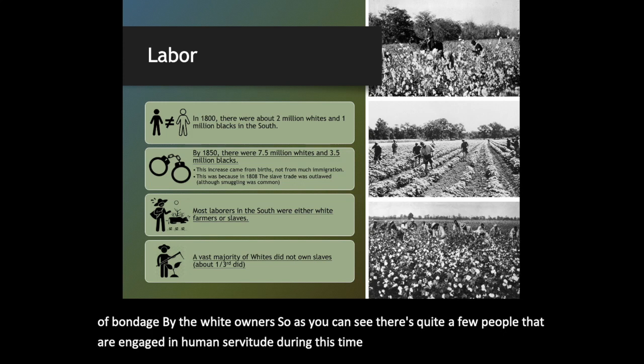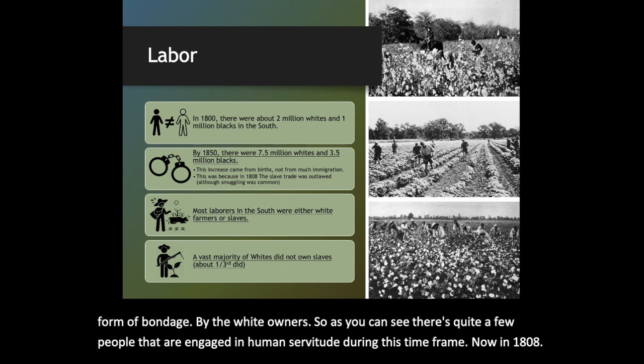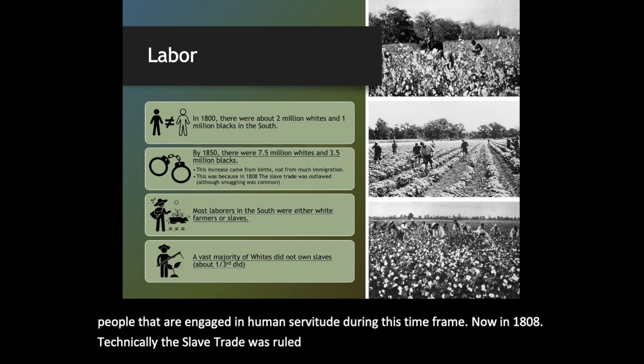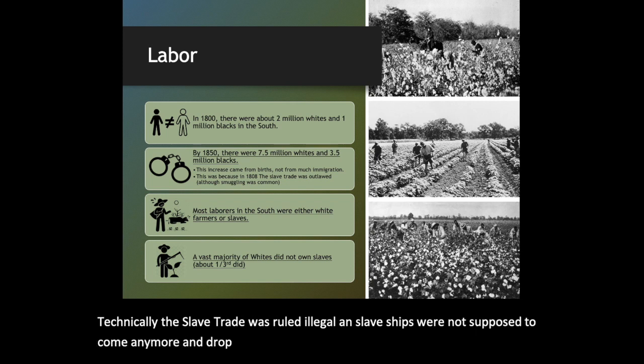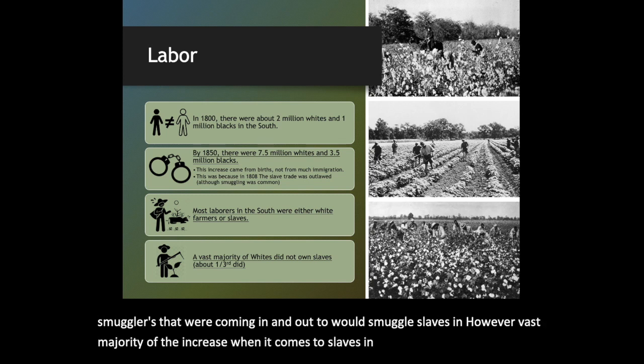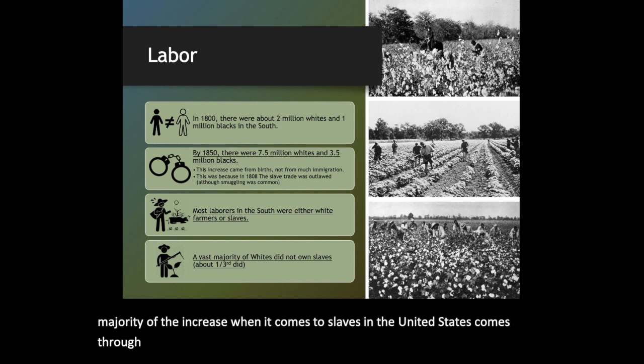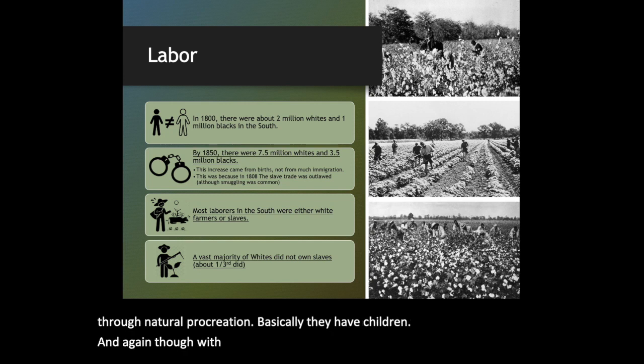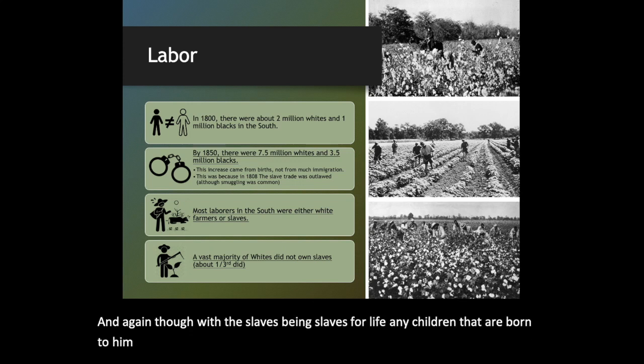Now in 1808, technically the slave trade was ruled illegal and slave ships were not supposed to come anymore and drop off human cargo. However, there were numerous smugglers coming in and out who would smuggle slaves in. However, a vast majority of the increase in slaves in the United States comes through natural procreation. Basically, they have children. And with slaves being slaves for life, any children born to them are born into servitude. They have no freedom when they are born.